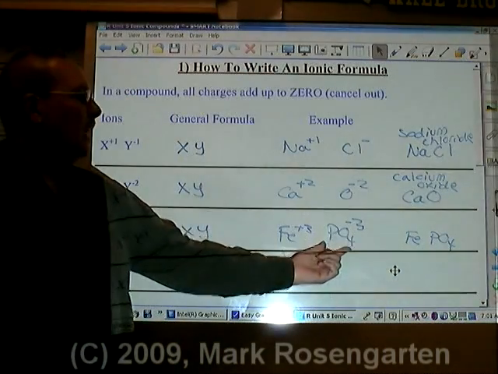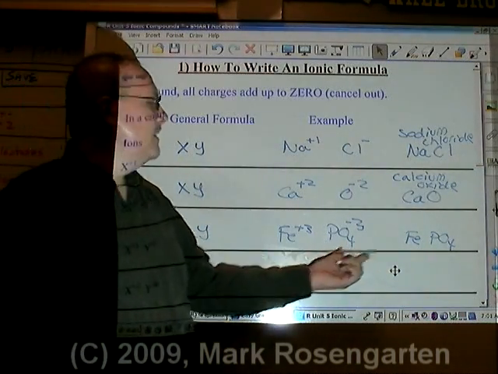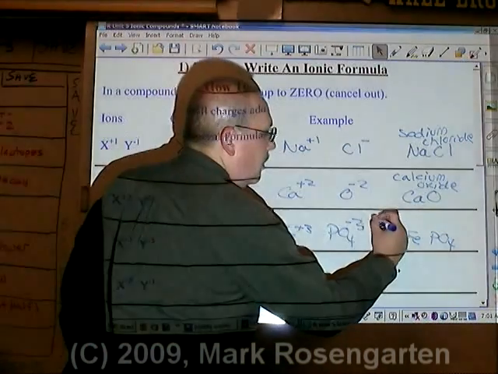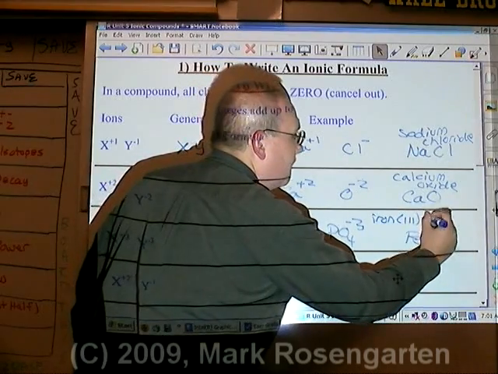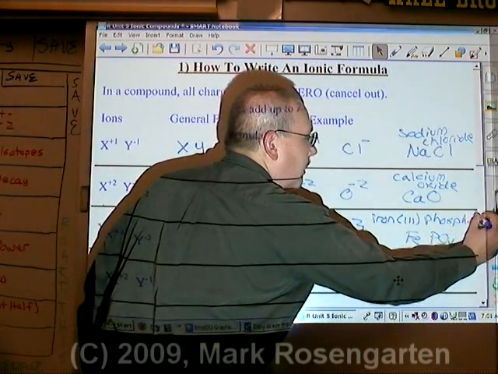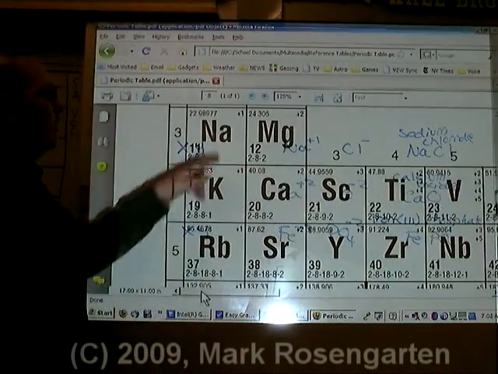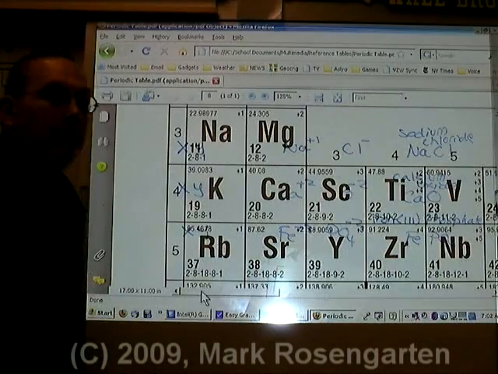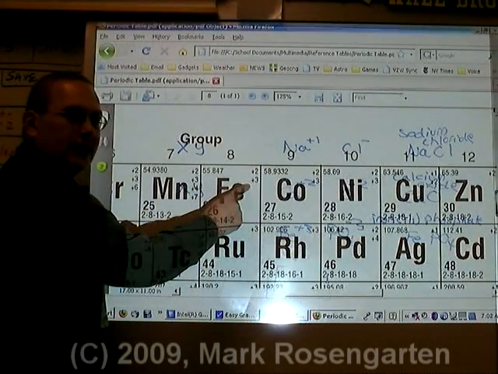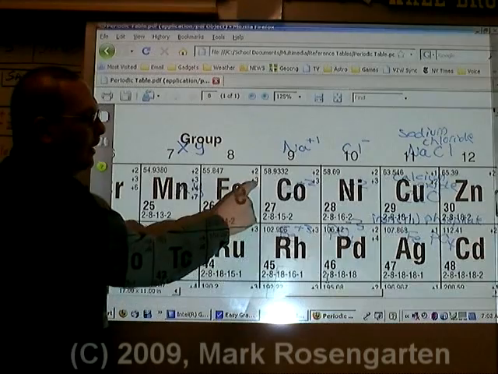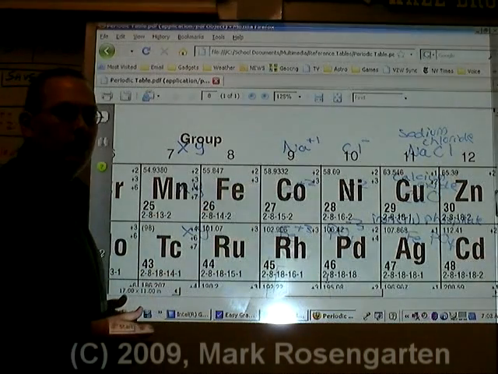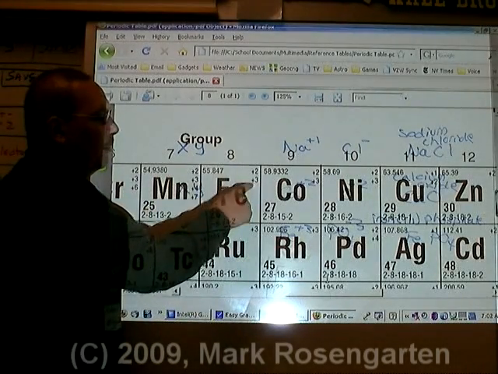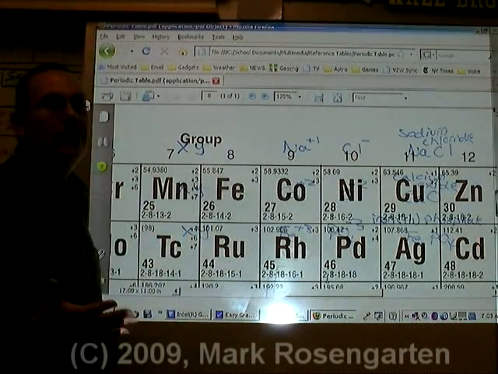A polyatomic ion is one particle that remains together when it's put into a compound. The name of this compound is iron 3 phosphate. Why iron 3? Sodium only has one charge listed. Calcium only had one charge listed. But iron has two charges listed. In this particular compound, iron was +3, so we need to indicate that in the name of our compound. We could have iron 2 phosphate or iron 3 phosphate. We happen to have iron 3 phosphate.